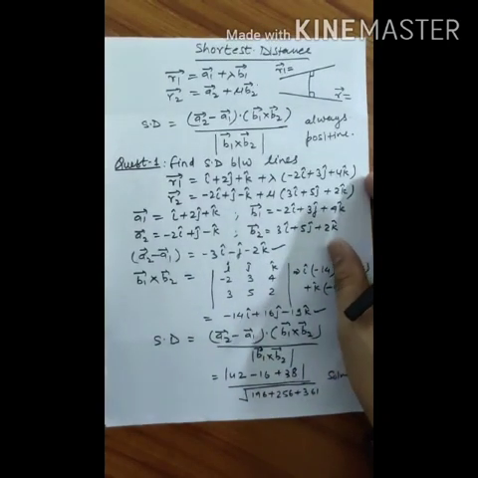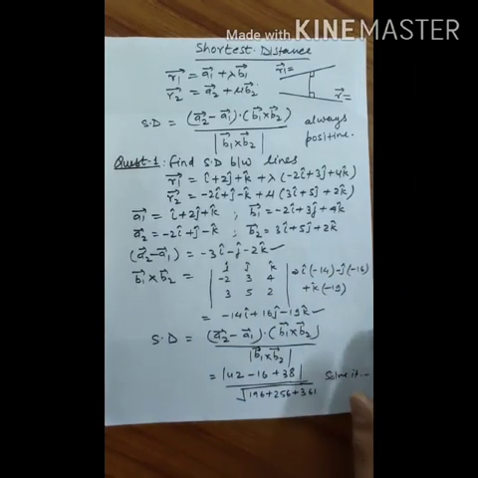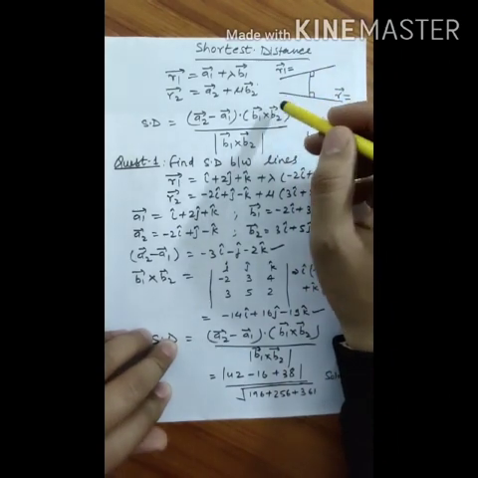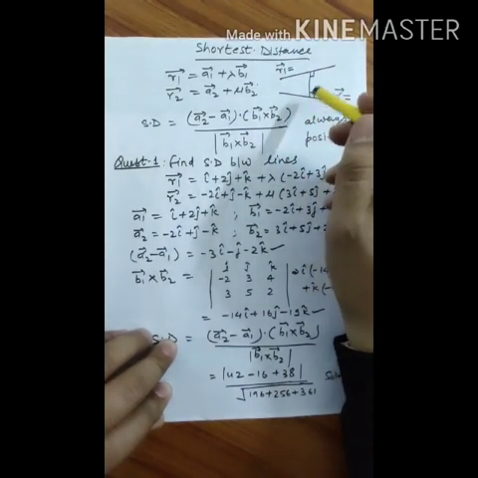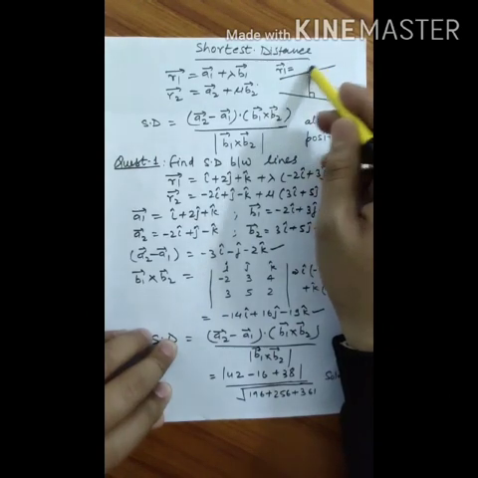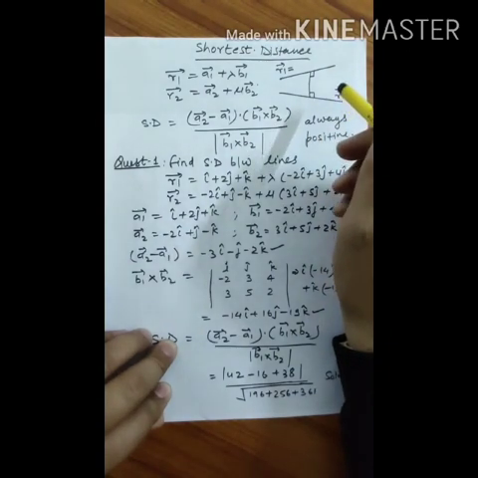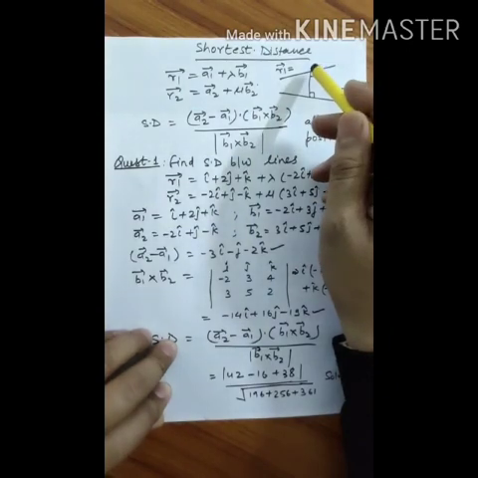Students, our today's topic is shortest distance between two skew lines. First, we should understand what skew lines are. Two lines which are not parallel to each other. In other words, there are two planes and the two lines are located in them. They are not parallel and they never intersect each other because they are located in different planes. But we have to find the shortest distance between them. So what is the shortest distance?